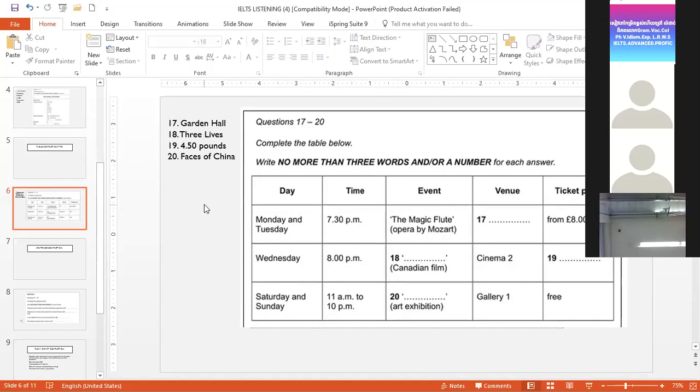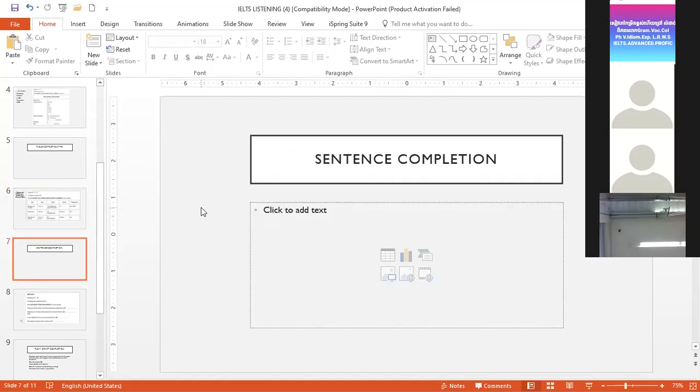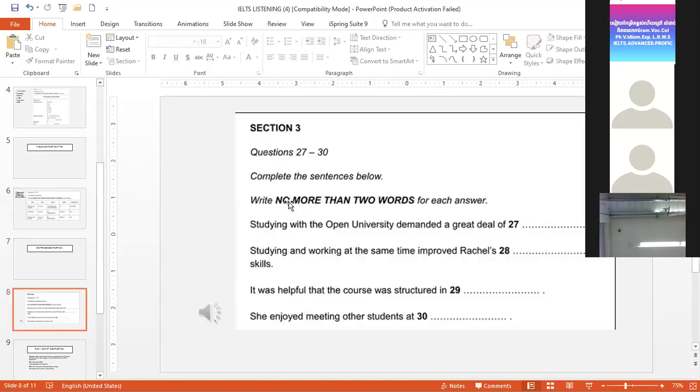Okay. Move on to another form of completion, and that will be in a sentence format, sentence structure. No longer note, no longer table. Now it is in sentences. Sentence completion. Yes, it's in sentences now. Like 4 sentences.